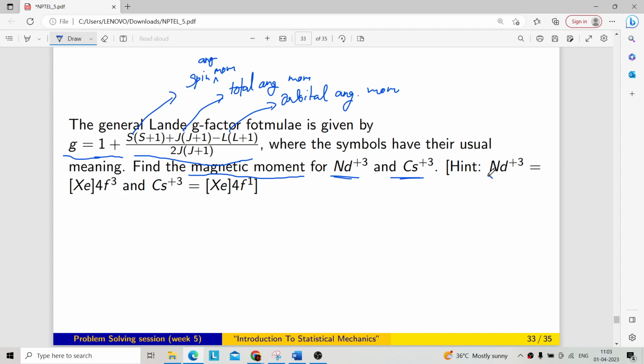So we are given a hint for this Nd3+. We have the distribution of electrons like this, where this Xe means this is the stable atom. After this we will have some additional configuration for this Nd3+. You know, xenon is a stable element. That means there are no unpaired electrons in its orbitals. All the electrons are paired, and for Nd we will have 3 extra electrons in the f shell.